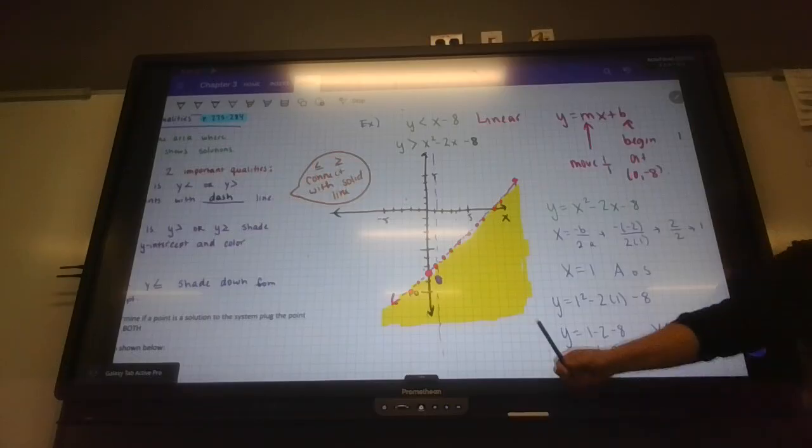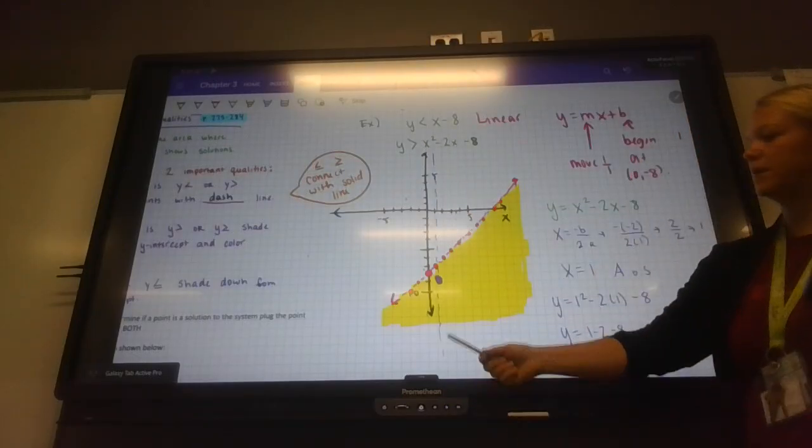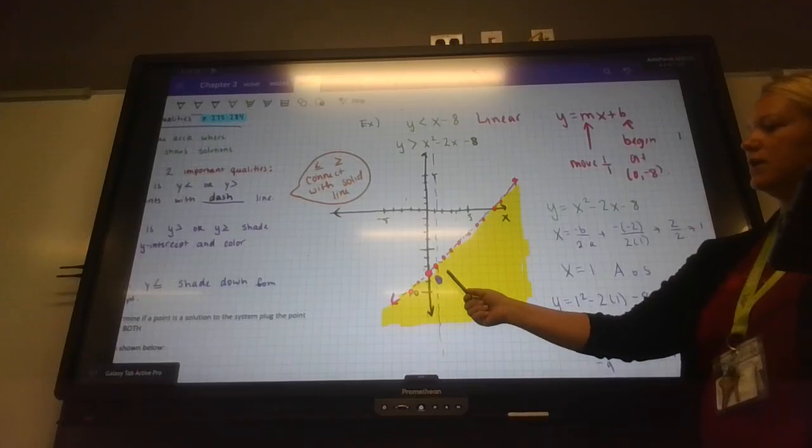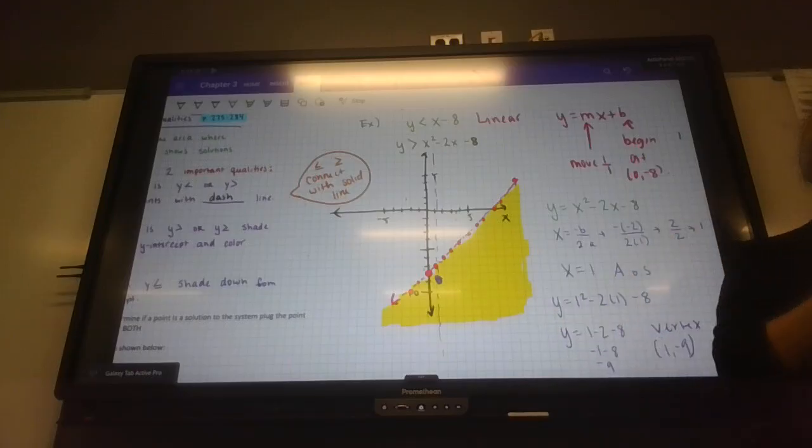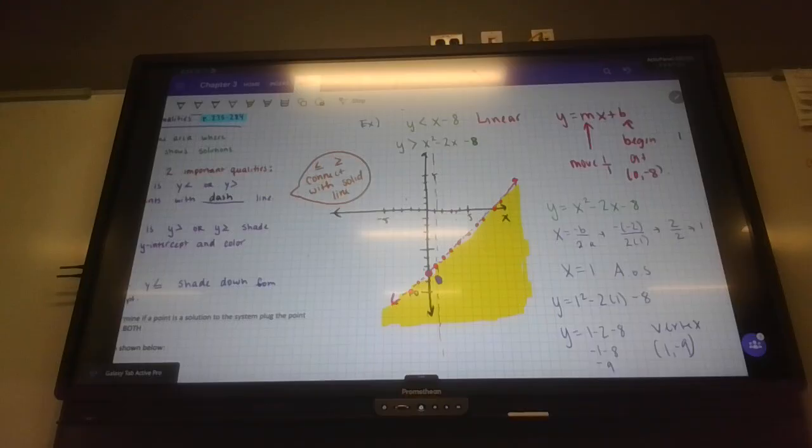And I know that a equals 1 here, so I know this is congruent to the parent function. So from the vertex, I can go up 1 over 1, up 2 over 4. I also know that the y-intercept is negative 8. And I'm going to connect with a dashed line. A lot of dashed lines going on here. Maybe I'll make it a little thicker. And this one is y is greater than, so I'm going to shade up.